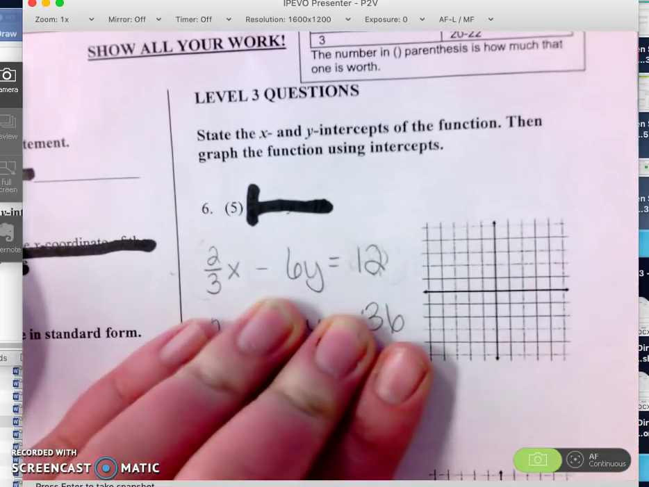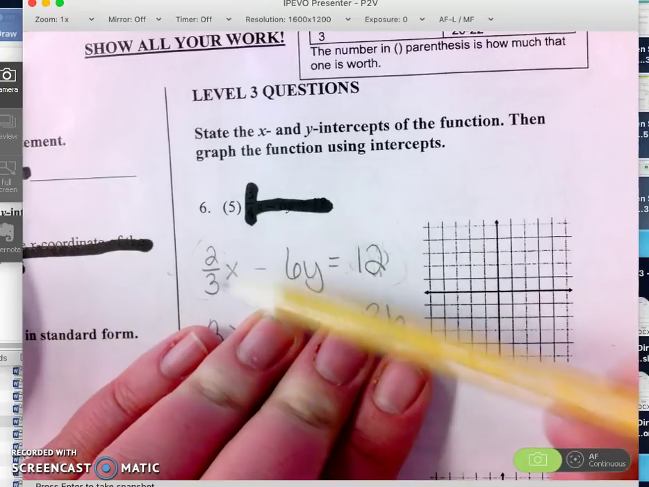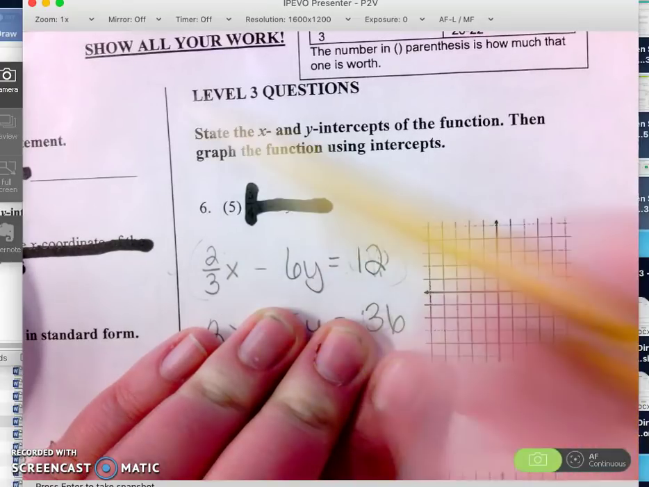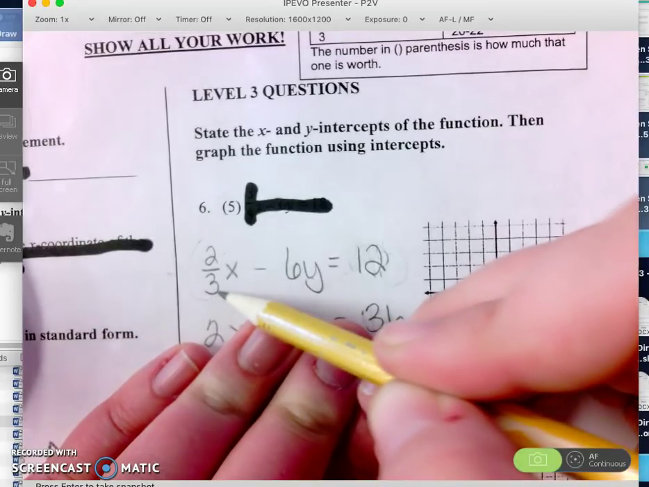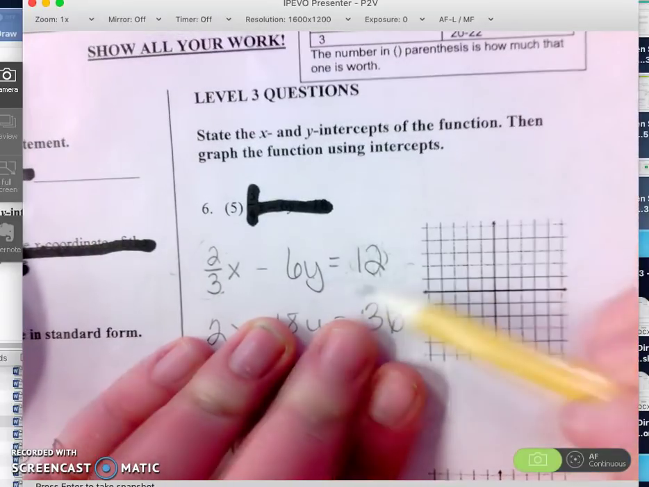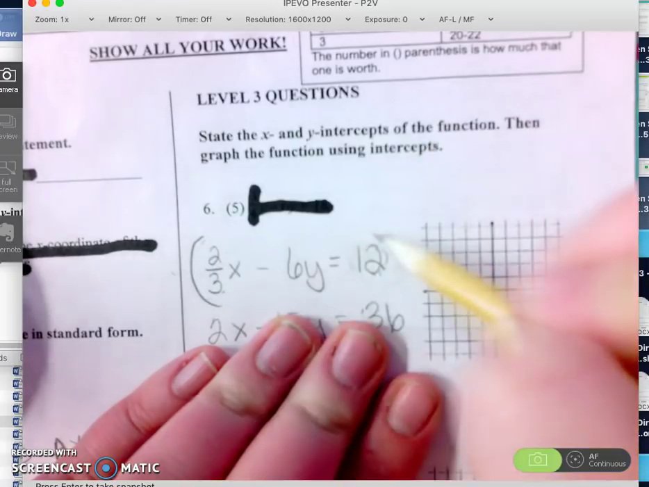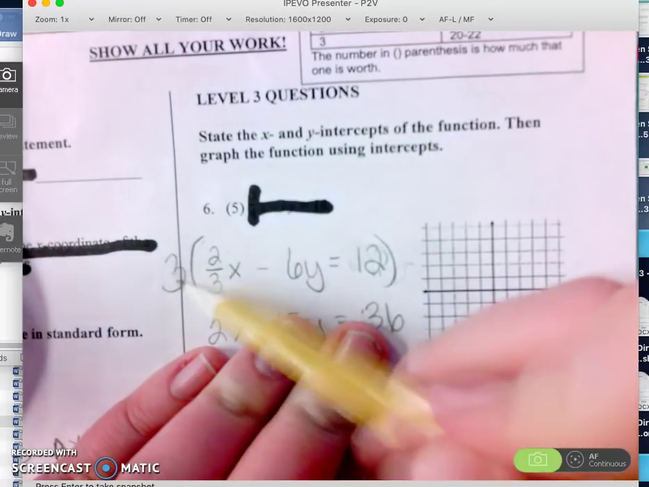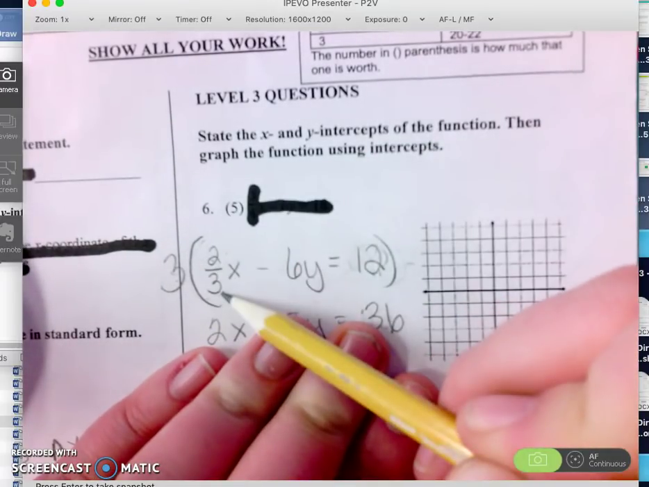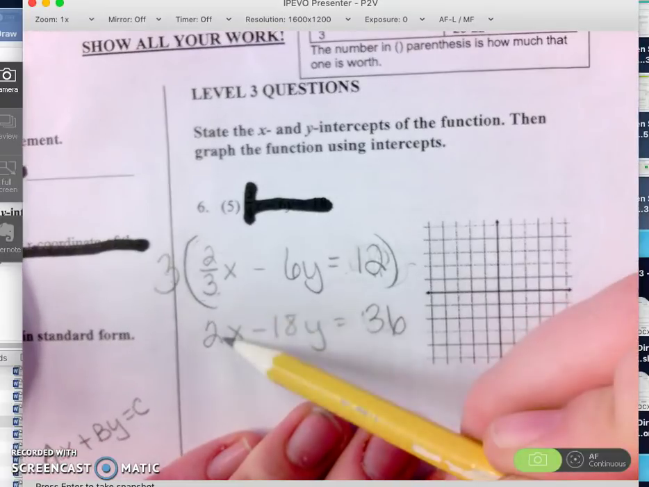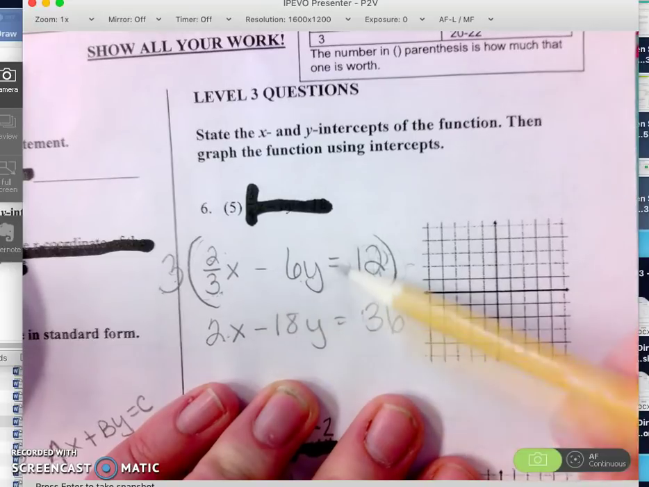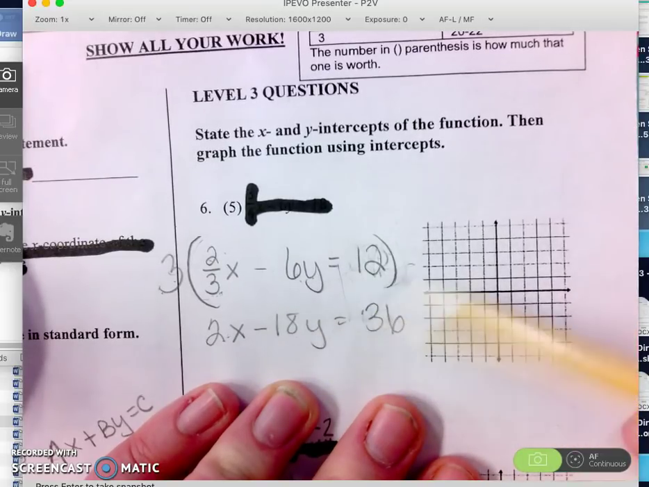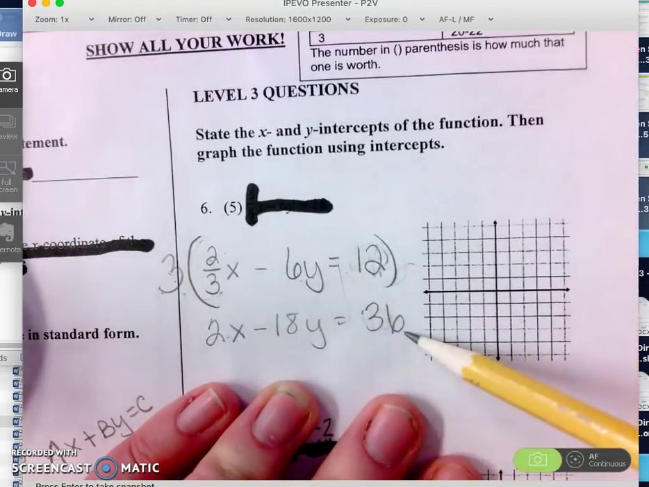So with this problem, I first need to get rid of my 2/3. So I'm going to multiply everything by 3, because I don't have any other fractions over here. So I need to multiply this whole thing by 3. Well, 3 times 2 is 6, divided by 3 is 2. So 2x. 3 times 6 is 18. This sign stays the same. Y stays the same, equals, and then 12 times 3 is 36.